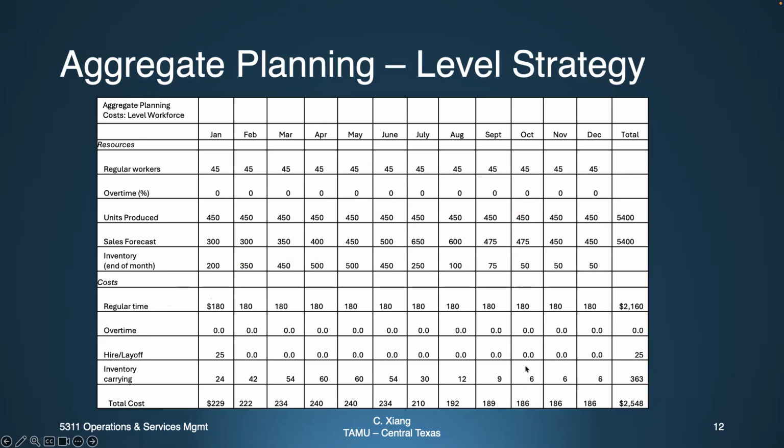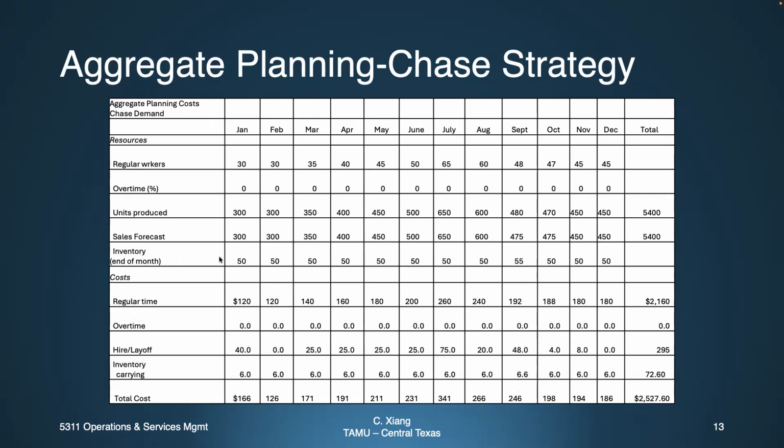We change different alternatives, try to seek a solution that reduces total cost. All right, but this is for the level strategy. Now let us take a look at the chase strategy example. All right, so the demand pattern is exactly the same as before. Oh, sorry, here, this row is exactly the same as before, so 5,400.